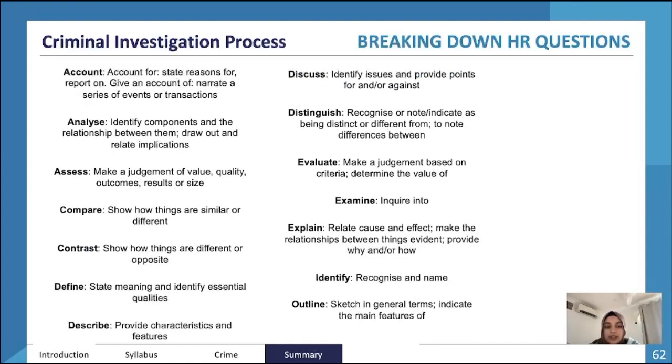So here are some of them that I've done for legal studies, but you can also have a look for your other subjects, but these are the ones that I've seen and I know are really common. So account for, analyze, assess, compare, contrast, define, describe, discuss. So the for and against is always discuss, distinguish, to recognize what the differences are, evaluate, examine, explain, which is cause and effect, identify, which is recognize and name, and outline.